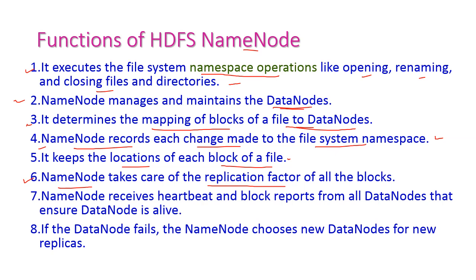of all blocks. The name node receives heartbeat and block report from all data nodes, which ensures the data node is alive. So to check whether the data node is alive or not, it uses this heartbeat. And if the data node fails, the name node chooses a new data node for new replications.